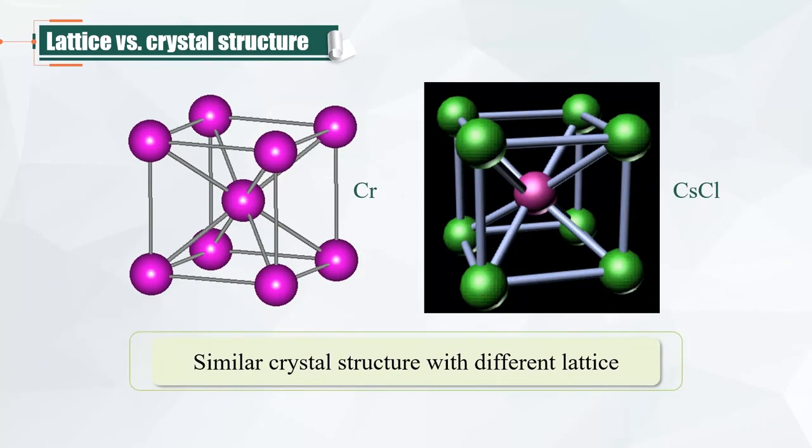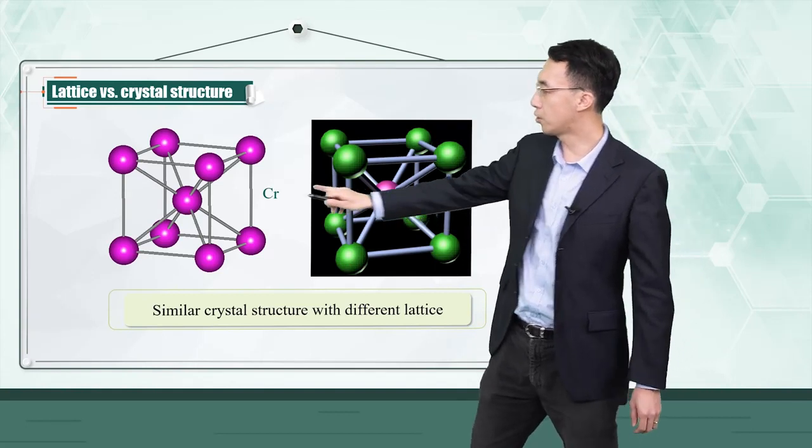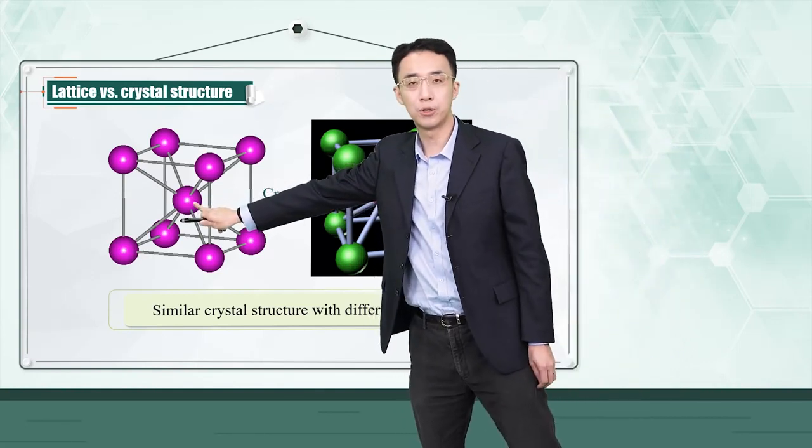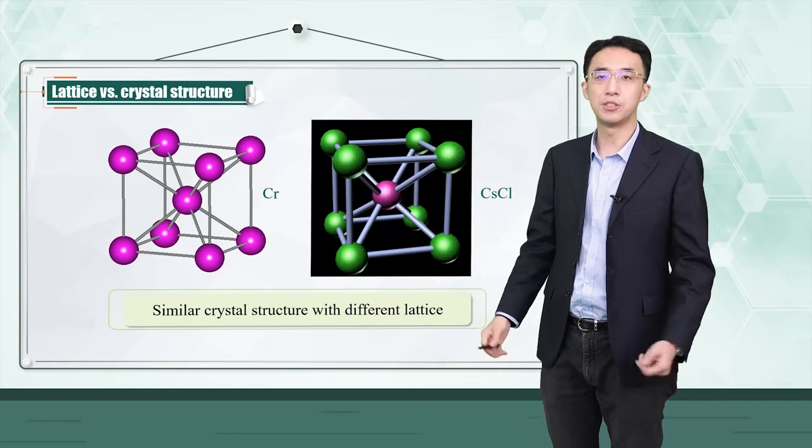This is an example of a body-centered cubic structure where you have your chromium occupying these cube corner positions, and in addition there is 1 additional chromium at the body center of your cube lattice. So that's a BCC structure.